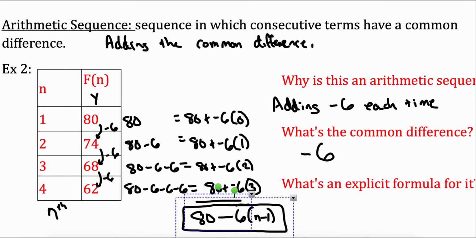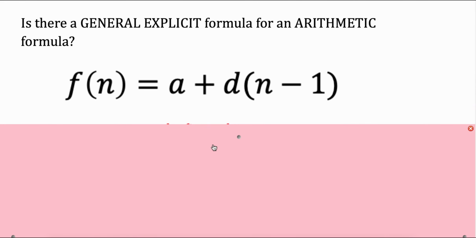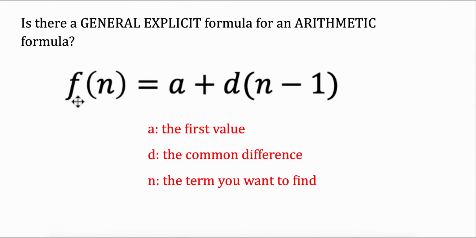So let's take a look over here. I have 80, which is my initial, my first term, and then I subtracted the common difference, add negative 6 times n minus 1. So it appears to me as though I'm going to do my first term, whatever the value of my first term is, plus my common difference. So here we go. In fact, that's what it is. So we have the value of the function equals a plus d times n minus 1. A is just the first value, so when n equals 1. D is the common difference, and n is the term you want to find.